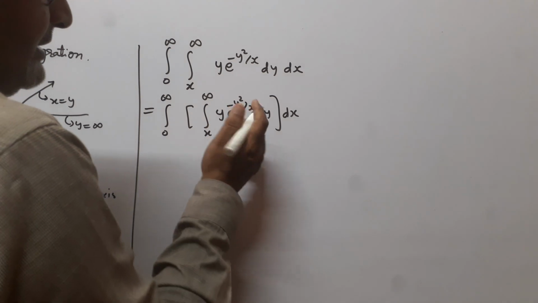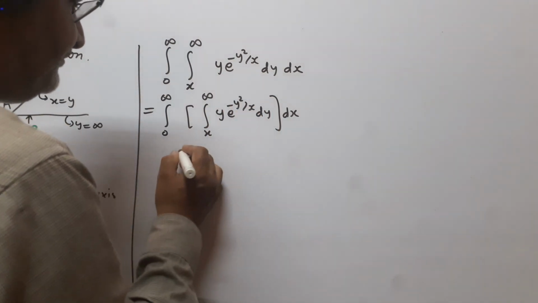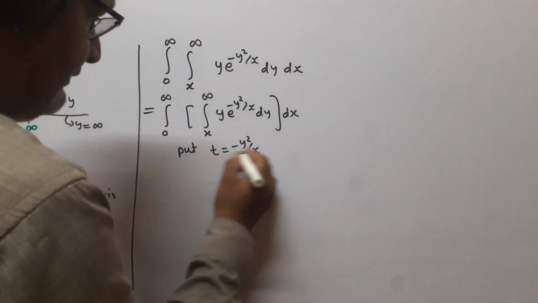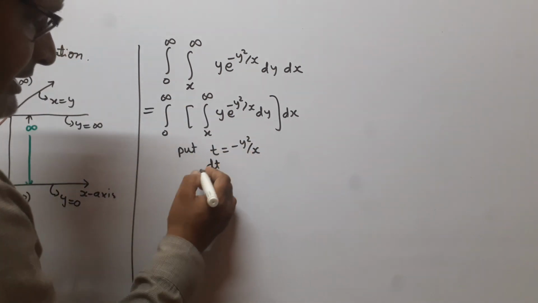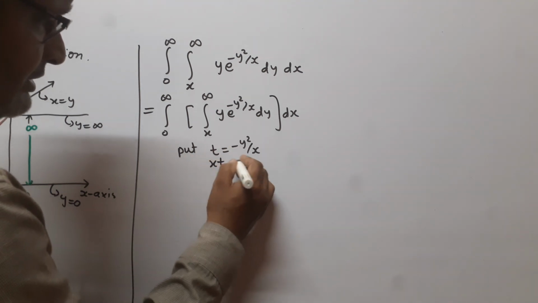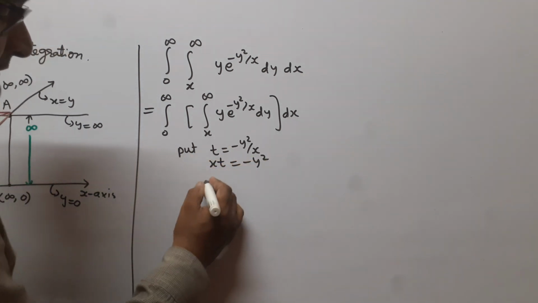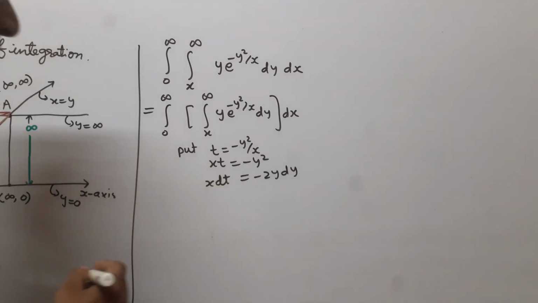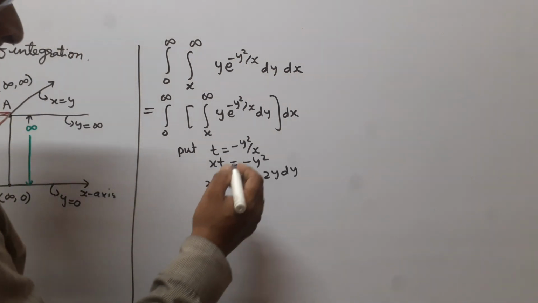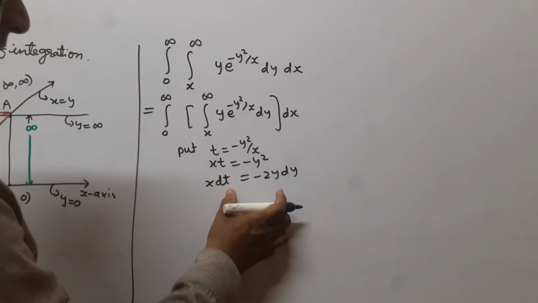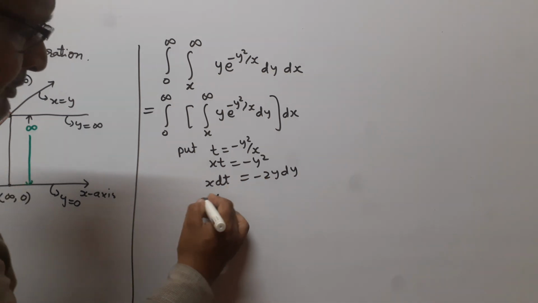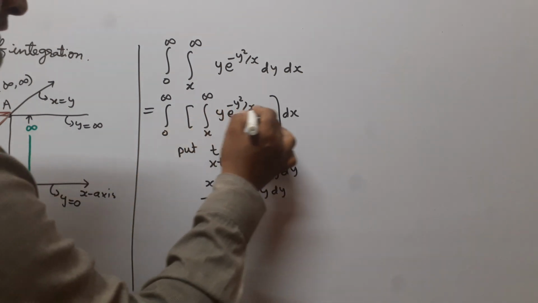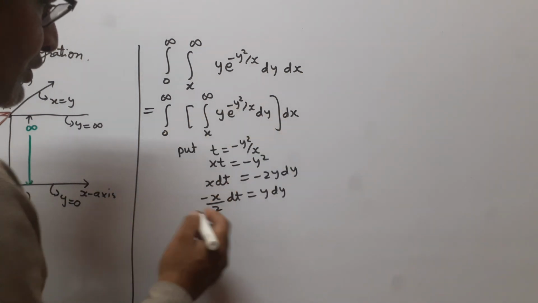When we integrate this, we put here t is equal to minus y square upon x. When we differentiate this, so this can be written as x t is equal to minus y square. When we differentiate this, so x dt is equal to minus 2y dy. So we can see here x upon minus 2 dt is equal to y dy. So in place of y dy we put here minus x upon 2 dt.